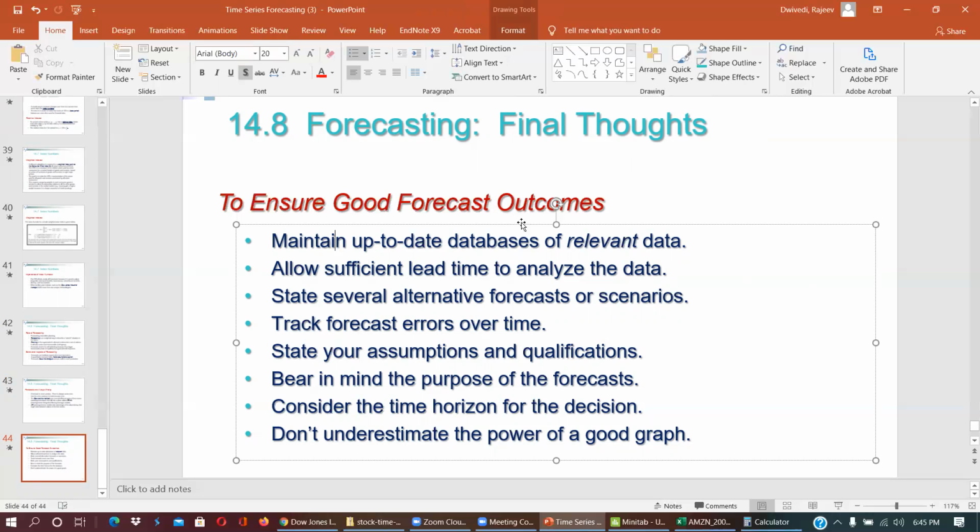So what is the most important thing in terms of forecasting? Maintaining up-to-date data, and allowing sufficient lead time to analyze the data. You need to have the relevant data till date. So this is about chapter 14, I think, and this is about forecasting.